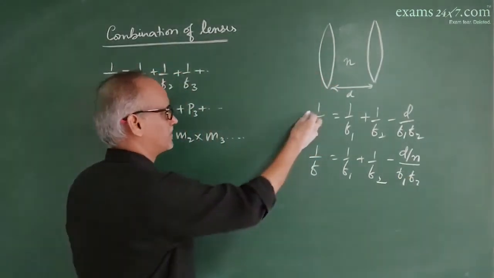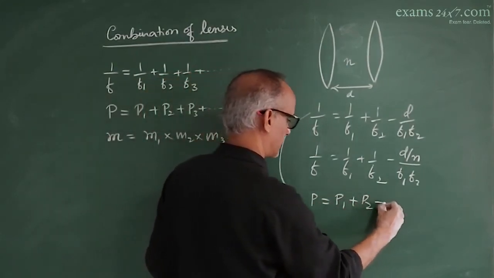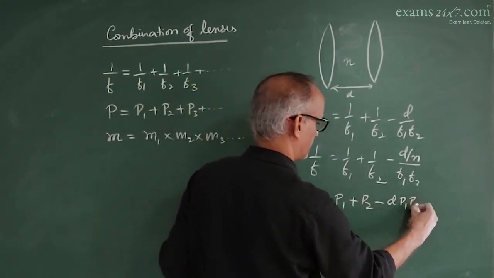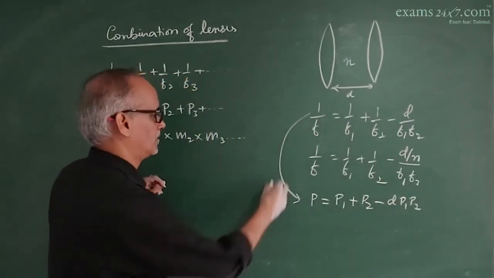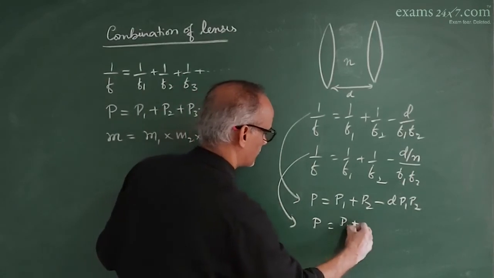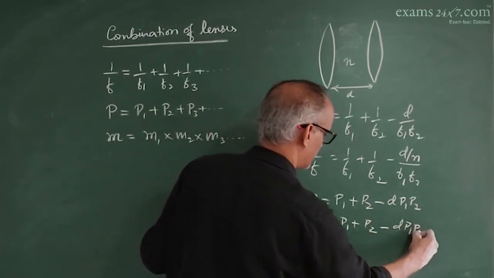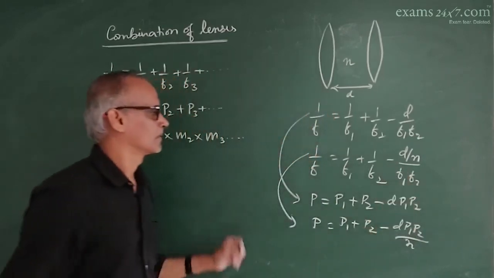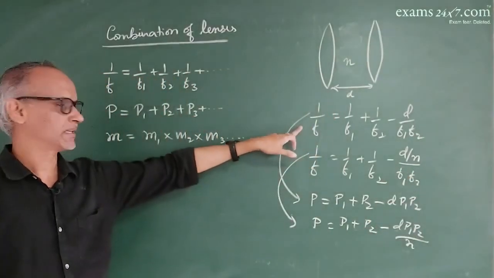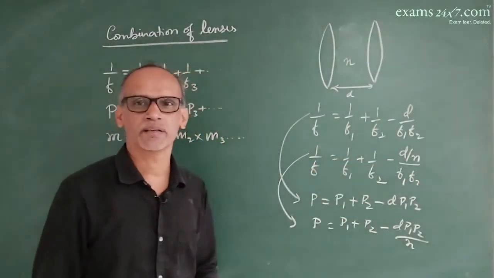We can write the same equation in terms of the power. P is equal to P1 plus P2 minus D P1 P2. And with a medium, we write P is equal to P1 plus P2 minus D P1 P2 by N. So this is without a medium between the lenses, and this is with a medium having refractive index N.